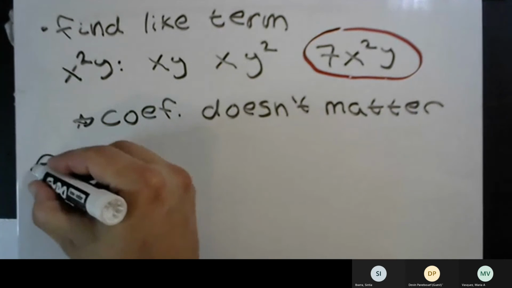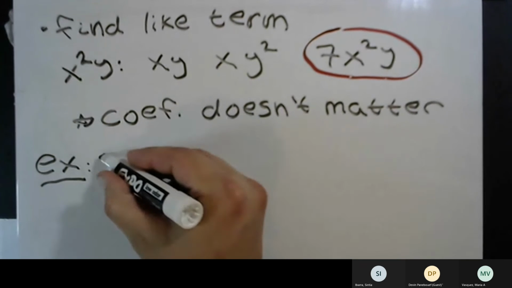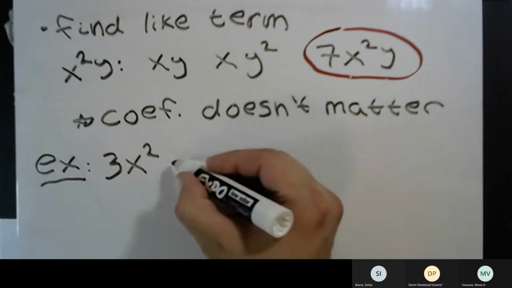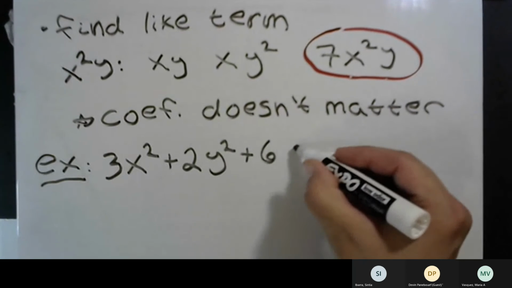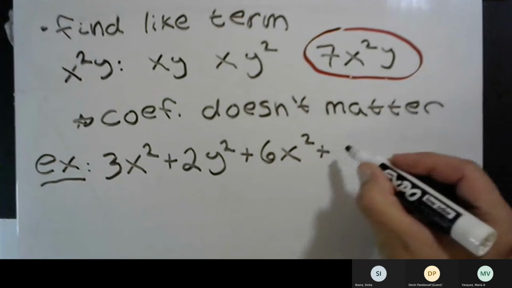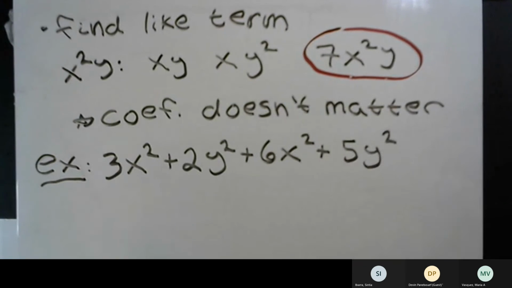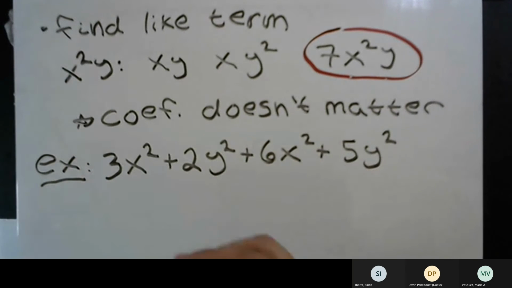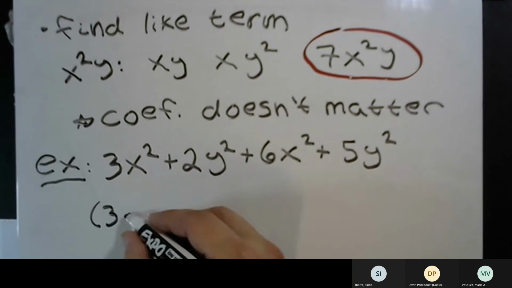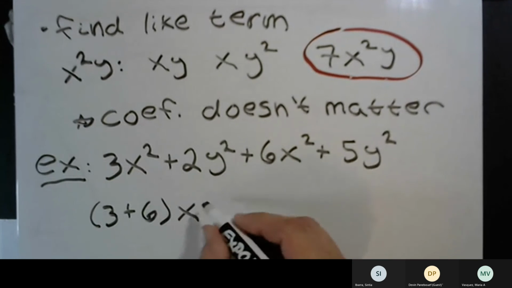So for example, let's say we have something like this. And the way we do this is, once we identify terms of the same type, we're going to end up combining the coefficients. So we have 3x squareds, we have 6x squareds. So that means we have a total of 9, or 3 plus 6 x squareds.